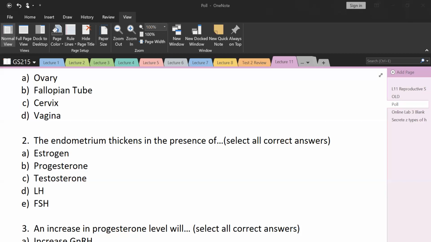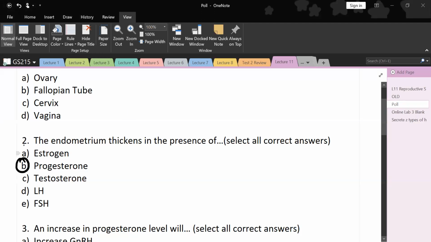The endometrium will thicken in the presence of progesterone and estrogen. We don't think about it too far back. Some of you might be thinking, well, if you have FSH, then that will lead to an increase in estrogen, which would then lead to the thickening of the endometrium, right? We only think about it in terms of one step back. Otherwise, if you keep on tracing it backwards, then it becomes very complicated. So the correct answer is just the estrogen and the progesterone.